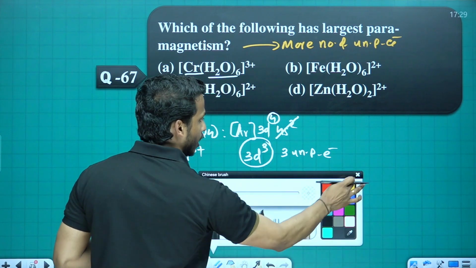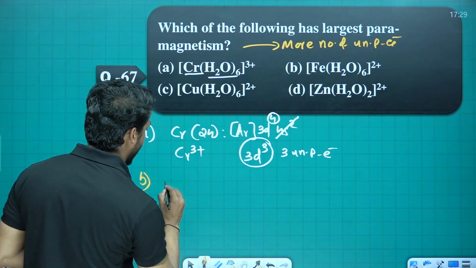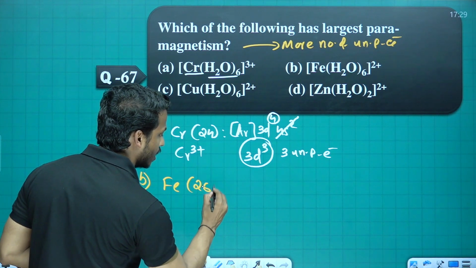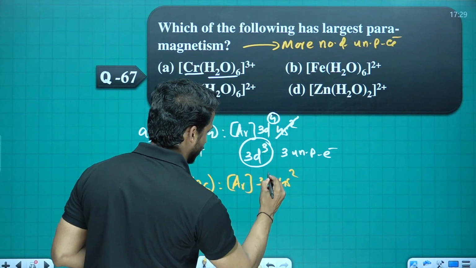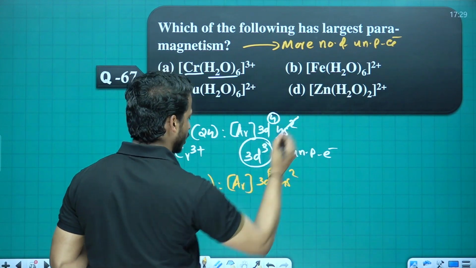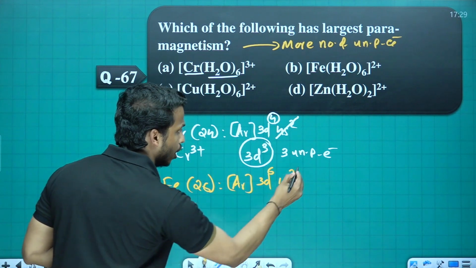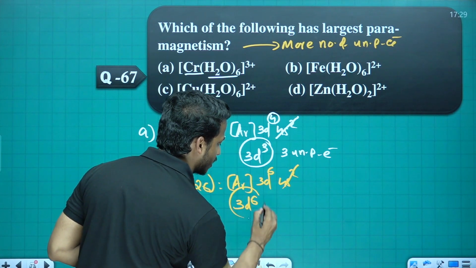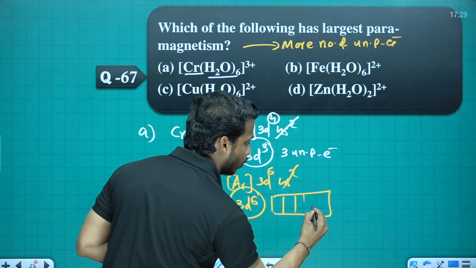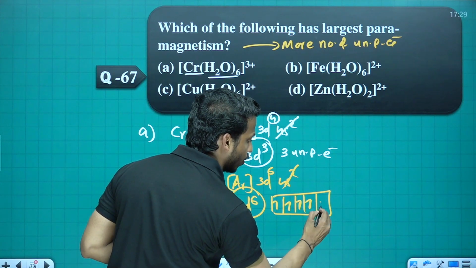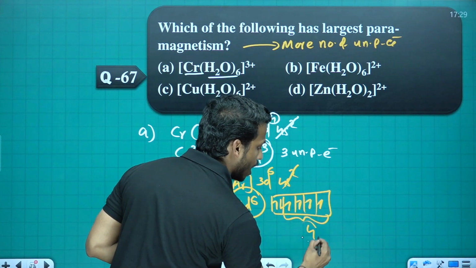Second case is given as iron. Iron atomic number is 26, so configuration we can write as argon 4s2 3d6. Here Fe charge is 2 plus, so Fe 2 plus means lose these 2 electrons. So 3d6 is remaining. H2O is a weak ligand, so 6 electrons, how do they occupy? 1, 2, 3, 4, 5, 6. There are 4 unpaired electrons.